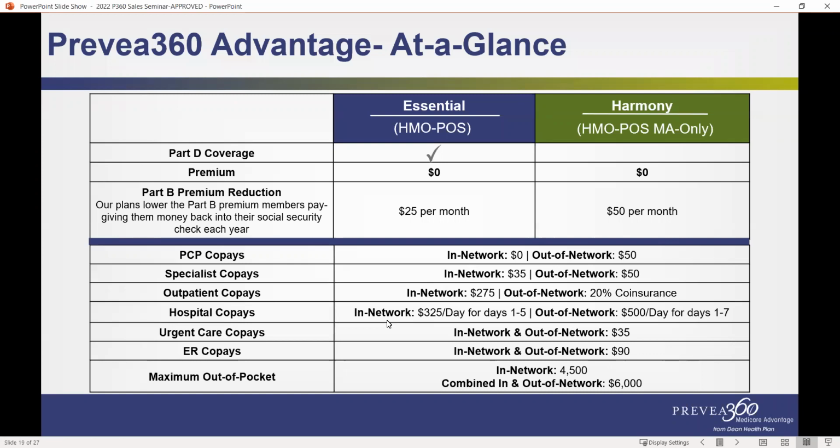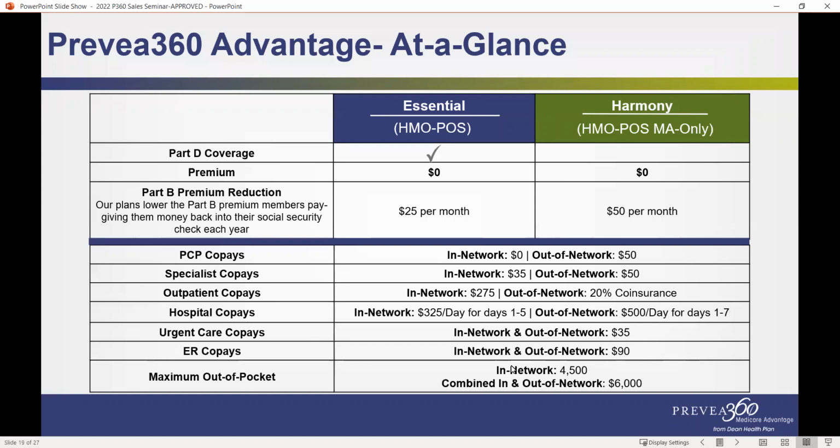Hospitalization, it's $325 per day for the first 5 days in network, and $500 per day for the first 7 days out of network. Now, again, if you are hospitalized, say you're traveling and you have a medical emergency and you're hospitalized, that's still an emergency and that's paid as in-network. So this out-of-network hospitalization would be you're voluntarily going to a non-plan provider to receive some kind of inpatient surgery or something along those lines. Urgent care is the same in and out of network, and that's $35. Emergency room is also the same in and out of network, and that's $90.